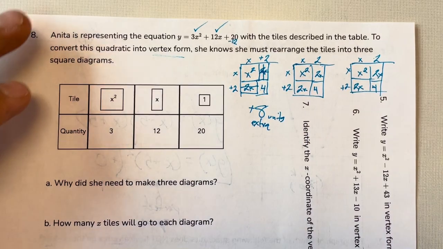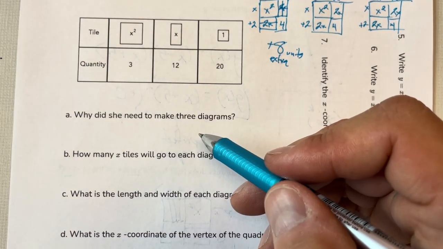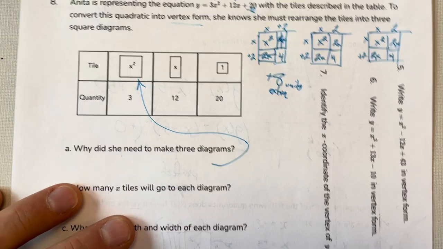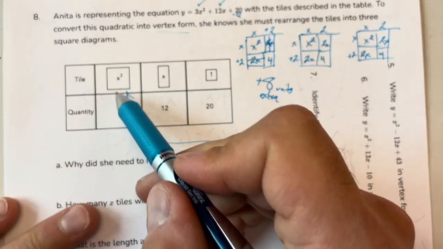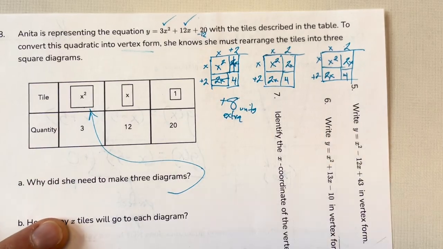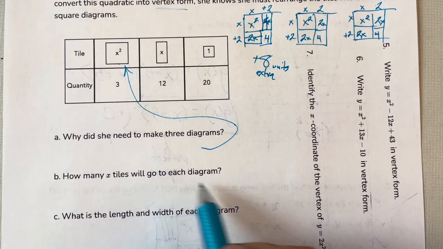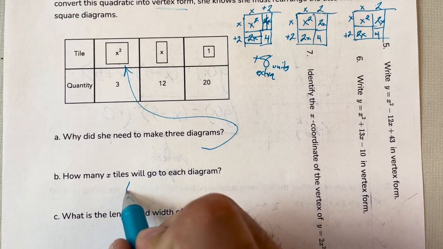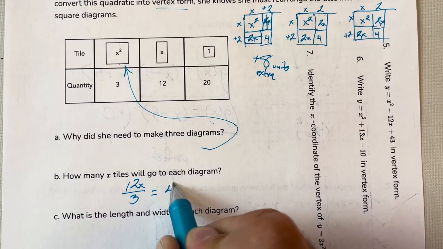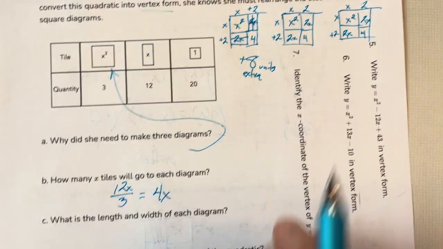Okay, so why did she need to make 3 diagrams? Because she has three of these x squareds, okay? And if we're trying to complete the square, we are trying to complete 3 identical diagrams, okay? How many x tiles go to each diagram? Well, again, we had 12 x's, but we're dividing them by 3. They each got 4 x's in each one, 2, 2, all right?